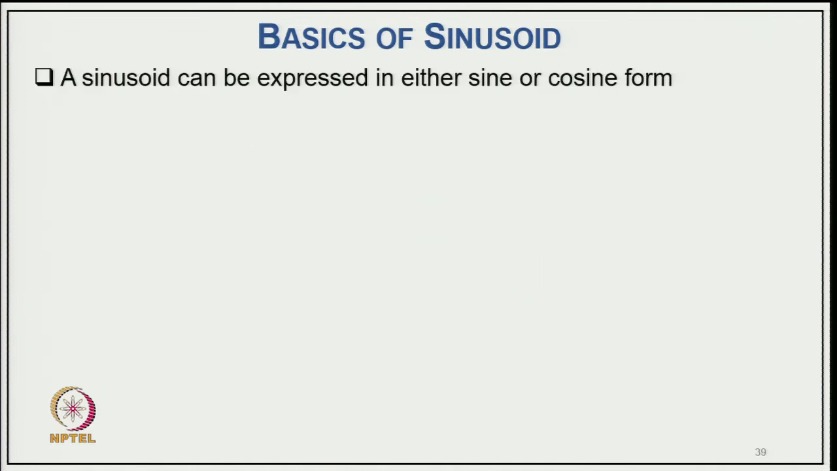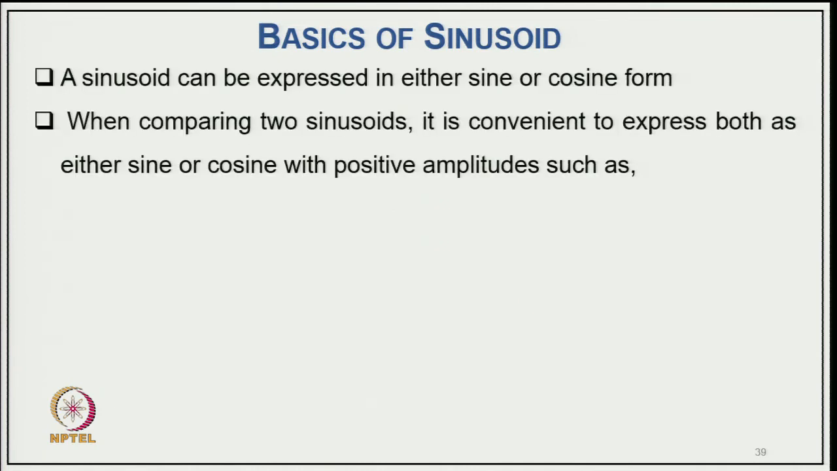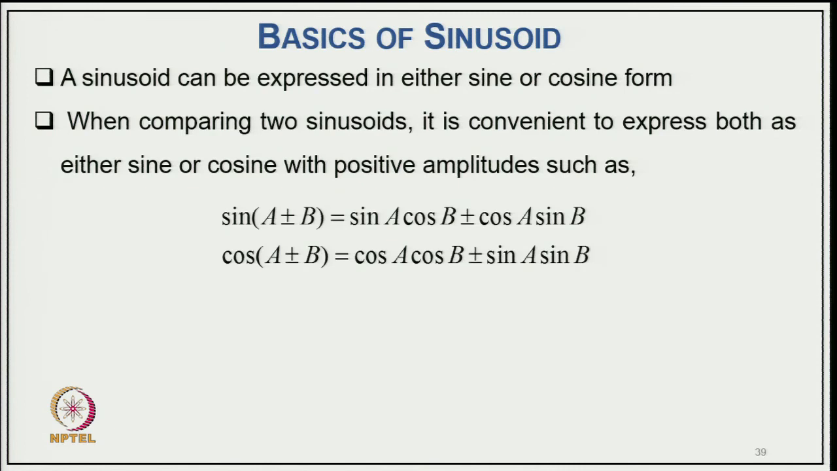A sinusoid can be expressed in either sine or cosine form, and when comparing two sinusoids it is convenient to express both as either sine or cosine with positive amplitude, such as sin(A ± B) equal to sin A cos B ± cos A sin B, and similarly cos(A ± B) equal to cos A cos B ∓ sin A sin B.